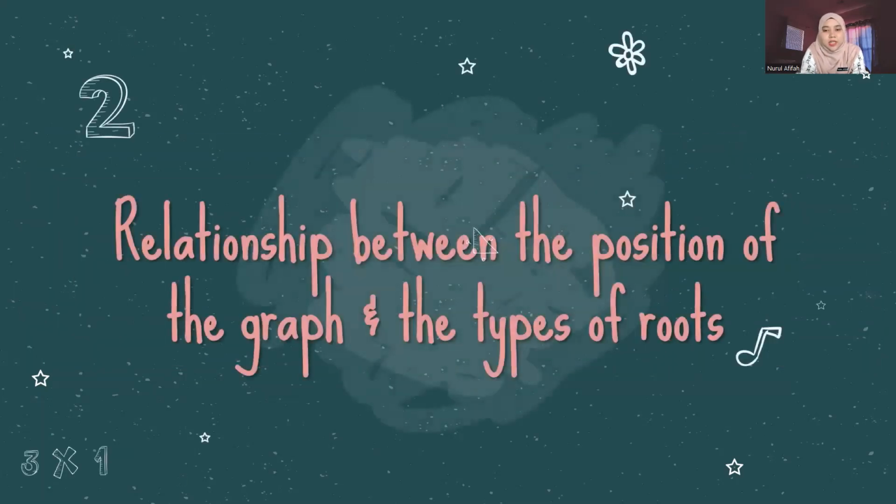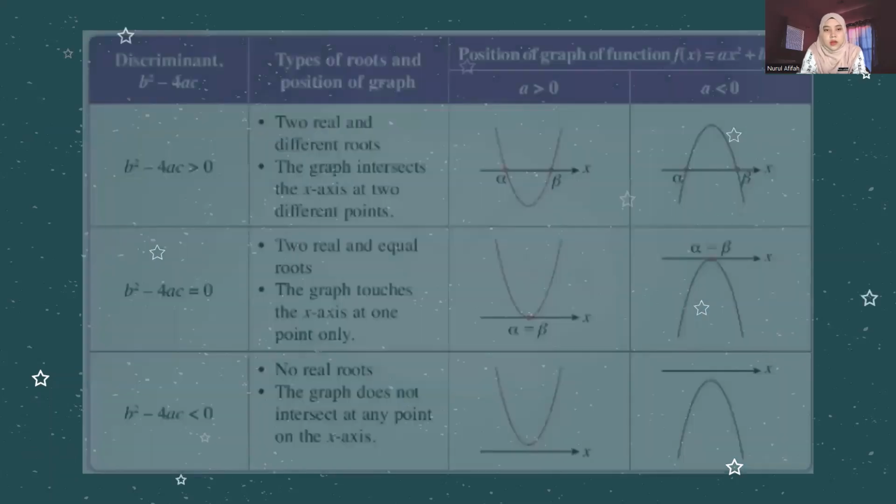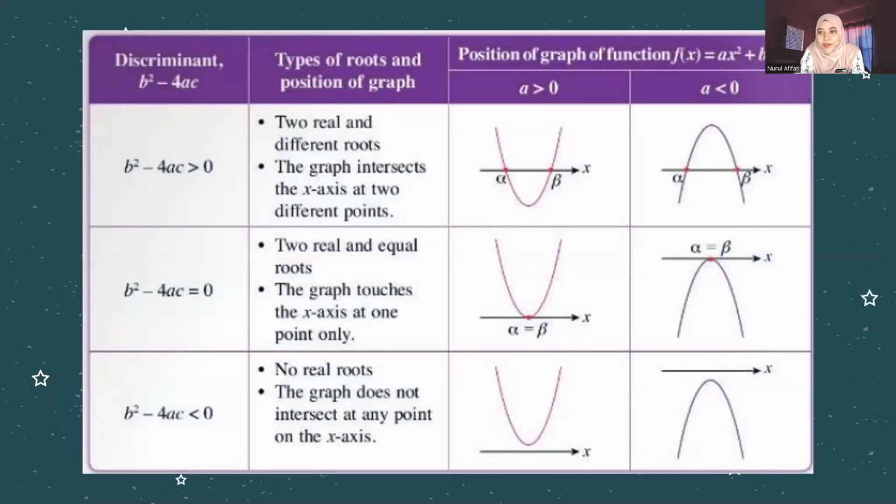Next, relationship between the position of the graph and the type of roots. As you know, just now we have three types of discriminant. The first one is b square minus 4ac more than 0, there are two real and different roots. In this graph, for the first discriminant, the graph will intersect with the x-axis at 2 points. Okay, two different points, which is here and here.